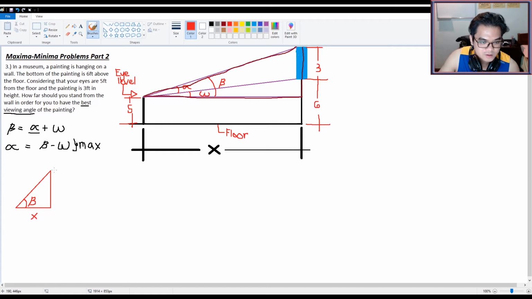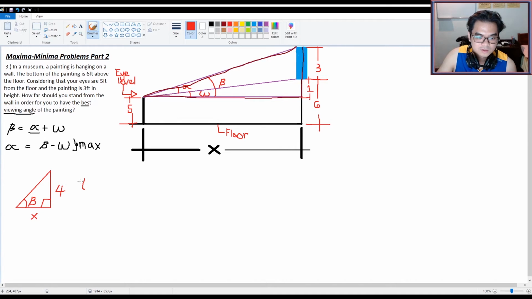And what is the length of this side? As you can see, this is 3, and we still have to add this part. Again, this is 6, and this is 5. Therefore, from here to here, that is obviously 1. Therefore, that's 3 plus 1, so this part is 4. Okay? Obviously, this is a right triangle. All you have to do is use SOHCAHTOA. So that is opposite over adjacent.